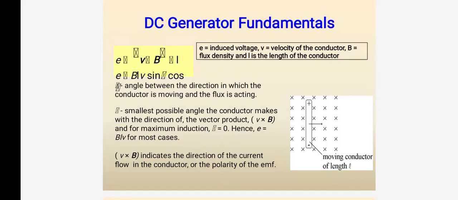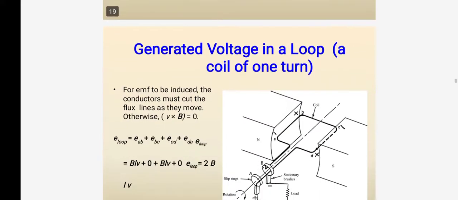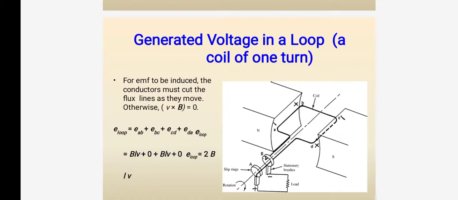From the diagram you can see the conductor with the positive and negative charge placed in the conductor. The conductor is going to be rotated based on the flow of current. Then the generator voltage in a loop, a coil of one turn. You can see the diagram.